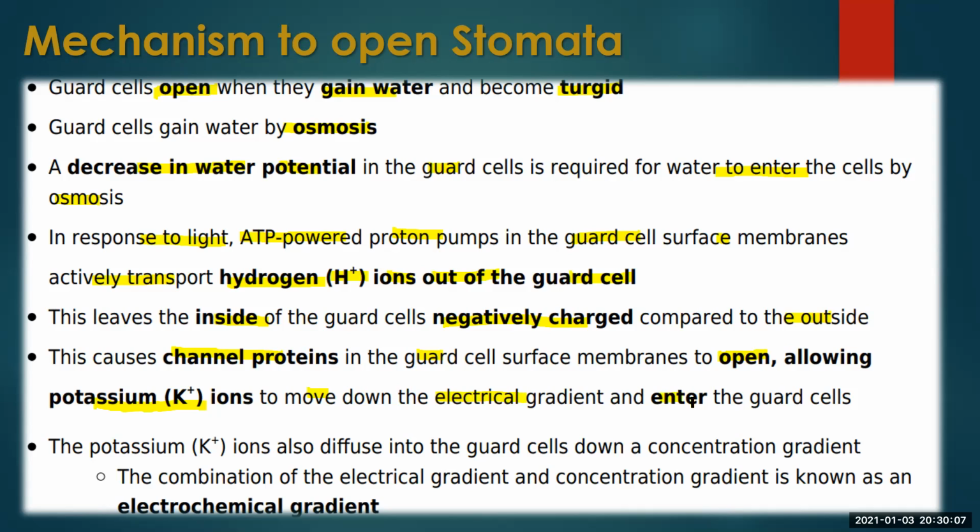So what was happening? Hydrogen ions, through the proton pumps, were actively being transported out of the cell. Because of that, channel proteins in the guard cell surface membrane open and they allow potassium ions to move down the electrical gradient and enter the guard cells. These potassium ions also diffuse into the guard cells down a concentration gradient. So they enter through the electrical gradient and also passively through the concentration gradient. This combination of electrical gradient and concentration gradient is known as the electrochemical gradient.